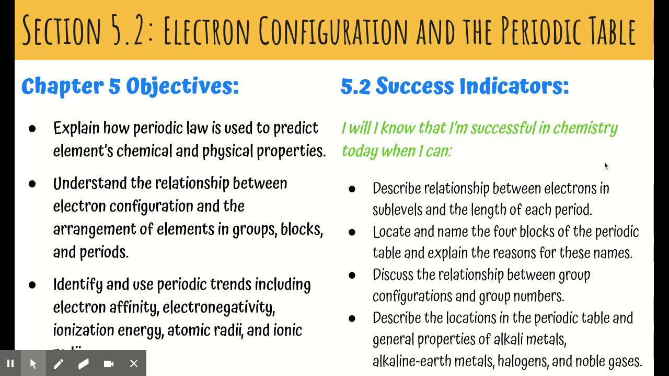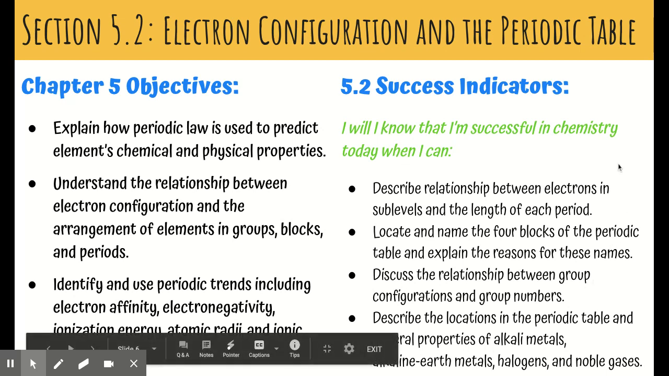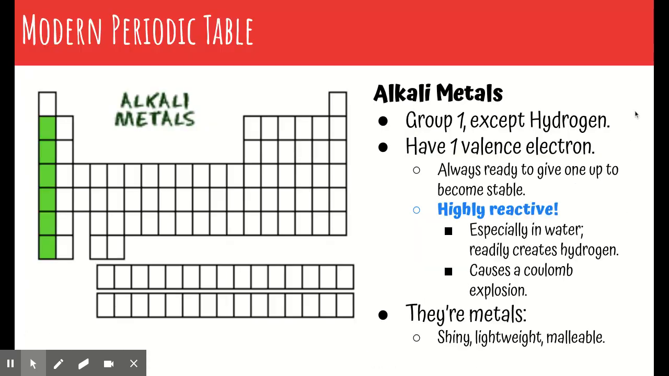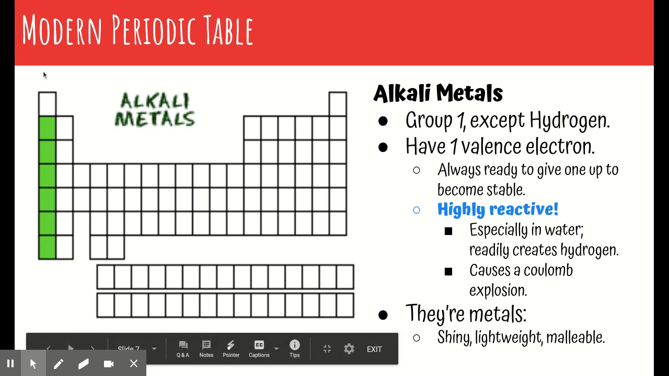So again, if you want to pause this and check out your success indicators, basically just talking about what this is about. So we're talking about the modern periodic table, the one we know and love today, all the families. So we're going to start with the alkali metals. So that's going to be group one. All of these are alkali metals. They all have one valence electron, which we know already. And these are all alkali metals except for hydrogen.